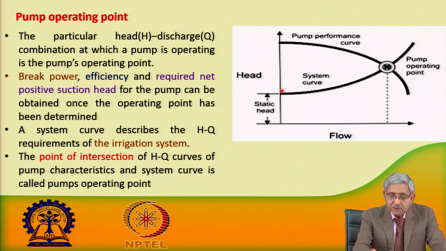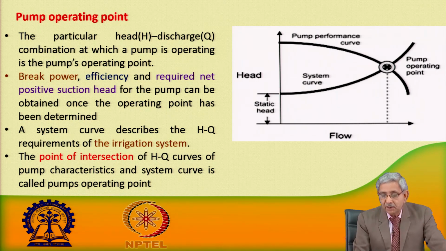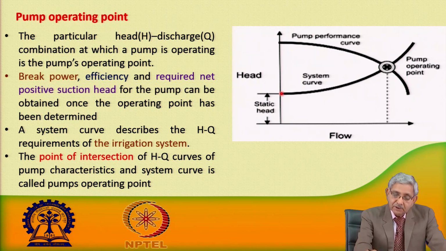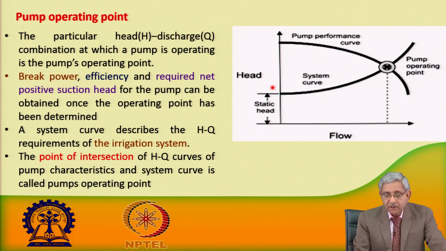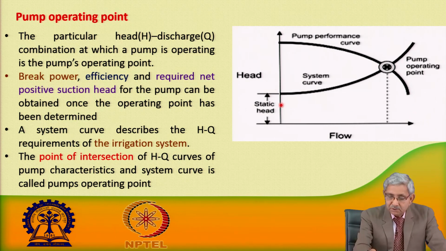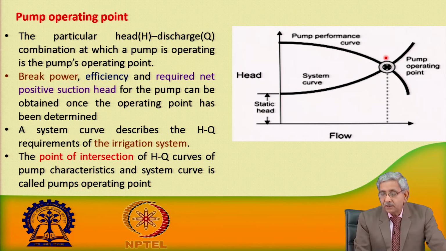When you see a typical well drawdown curve, there is a specific static head. This particular value is the static head, and then the system curve behaves like this. When we plot the pump performance curve, there is a point where it crosses or meets the system curve. This point is the pump operating point.